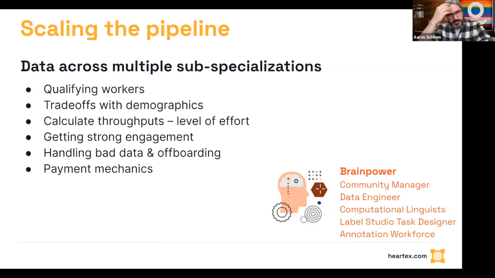Particularly languages, specific languages and specific cultures that people have experience in. Some of the things to think about when you're building out a pipeline of annotation workers, and again, I think a lot of these things can be applied at smaller scale if you have, let's say, just an internal team of annotators. Some of this same thinking can be applied. First, how are you going to qualify the workers? How are you going to determine who is going to be effective at this kind of work?